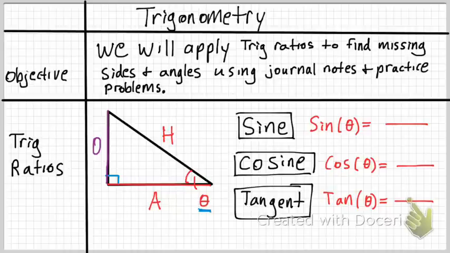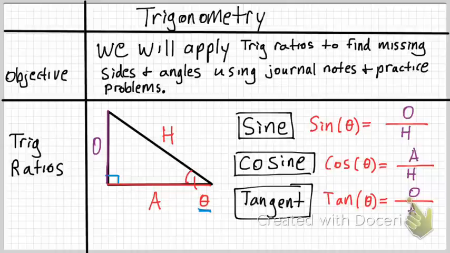Now, for the sine function, yesterday we learned that sine theta is going to be the opposite over the hypotenuse. So that's the length of the opposite side over the length of the hypotenuse. For cosine, we learned that the adjacent leg, the length of that over the hypotenuse will give me my cosine, and for tangent, it's going to be my opposite over my adjacent side.